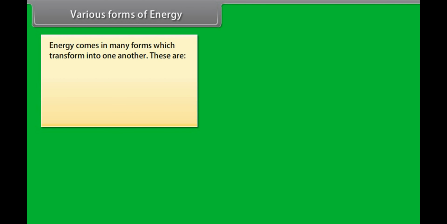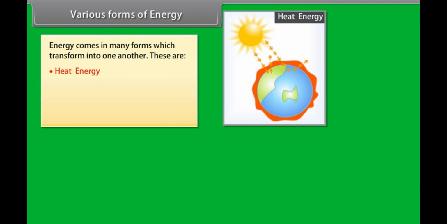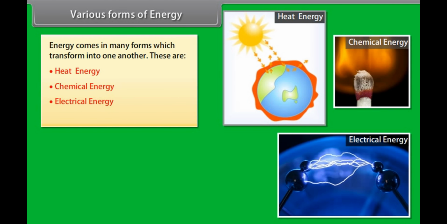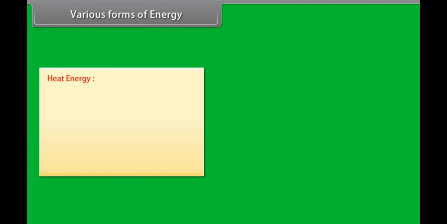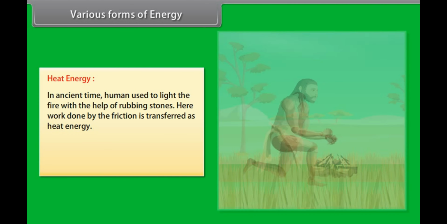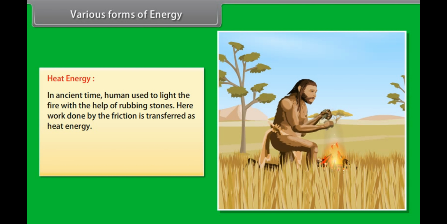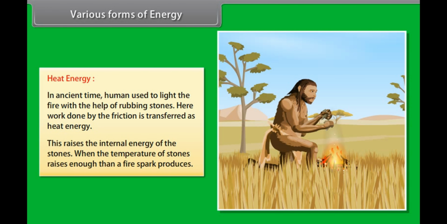Various forms of energy. Energy comes in many forms, which transform into one another. These are heat energy, chemical energy, electrical energy, nuclear energy. Heat energy. Let us take an example for better understanding. In ancient times, humans used to light fire with the help of rubbing stones. Here, work done by the friction is transferred as heat energy. This raises the internal energy of the stones. When the temperature of stones rises enough, a fire spark is produced.